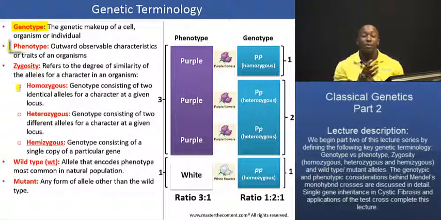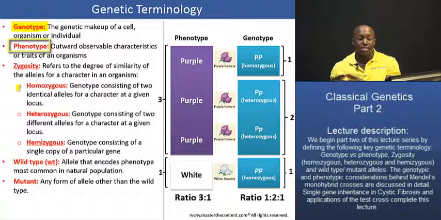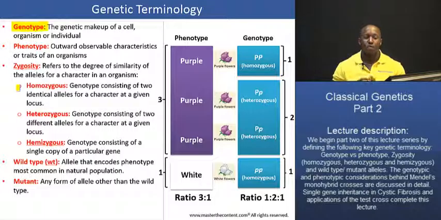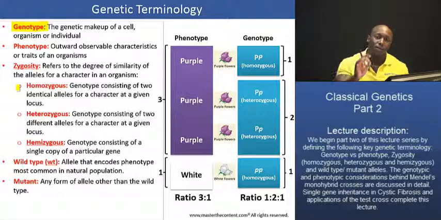The phenotype, on the other hand, is the outward observable characteristics or traits of an organism. So to give you an example, the phenotype in the case of the garden pea plant would be the flower color. That's the outwardly observable characteristic. The genotype would be the alleles that actually determine that flower color. So that's the difference between genotype and phenotype.